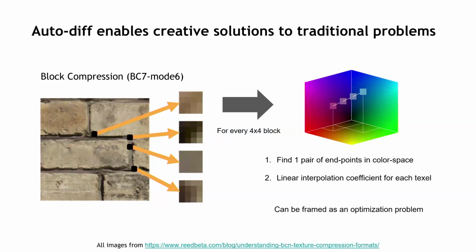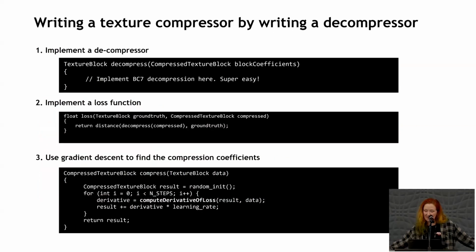This can be framed as an optimization problem. There are lots of sophisticated algorithms for doing texture compression that represent trade-offs in speed and quality. But with Autodiff, you don't actually need to understand any of that to write a texture compressor. We can do it by learning. And this is a really simple 3-step approach. So first, we write a decompressor according to the spec. Decompressors, very straightforward. Next, write a loss function that compares the decompressed image with ground truth, the original image.